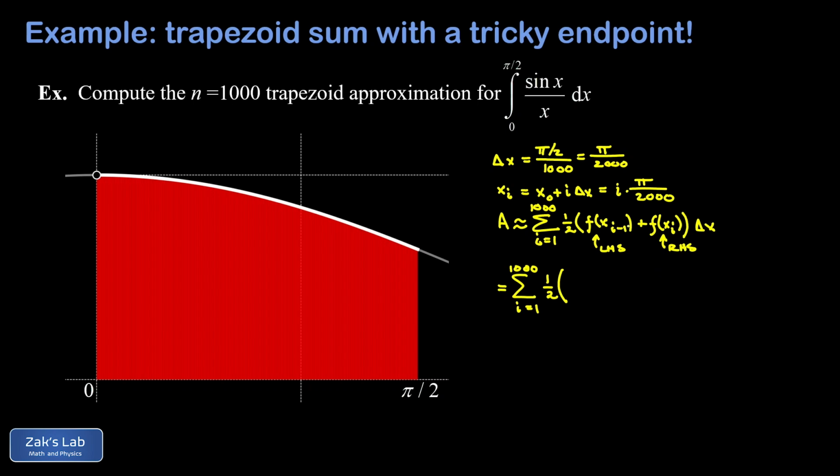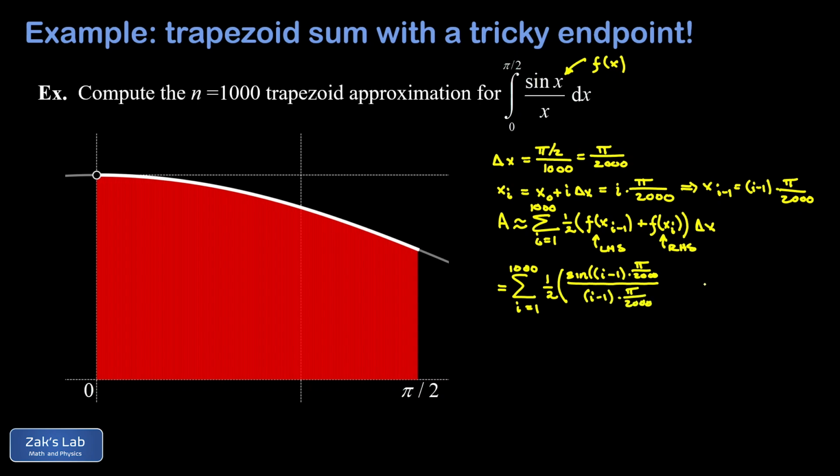I need to write down f of x sub i minus 1. Just a little note here. This works just like function notation. If x sub i is i times pi over 2,000, then x sub i minus 1 is just i minus 1 times pi over 2,000. So we need to evaluate our function, that's the function we're integrating here, at this value of x. So I end up with a sine of i minus 1 times pi over 2,000, all divided by x sub i minus 1, which again is i minus 1 times pi over 2,000.